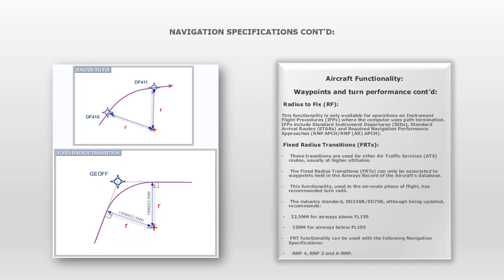The industry standard, DO-236B ED-75B, although being updated, recommends 22.5 nautical miles for airways above flight level 195, 15 nautical miles for airways below flight level 195. Fixed radius transitions functionality can be used with the following navigation specifications: RNP4, RNP2 and A-RNP.